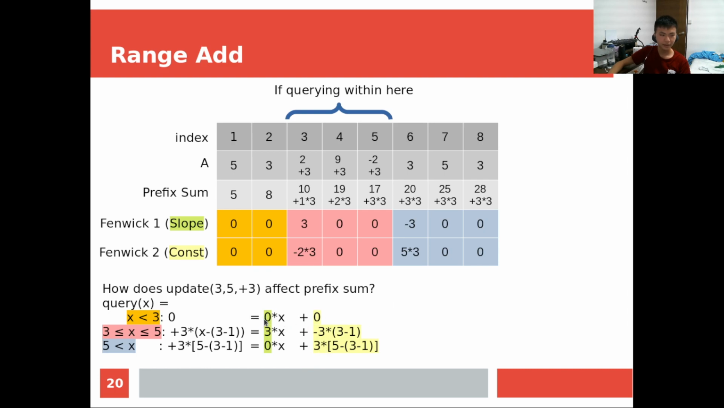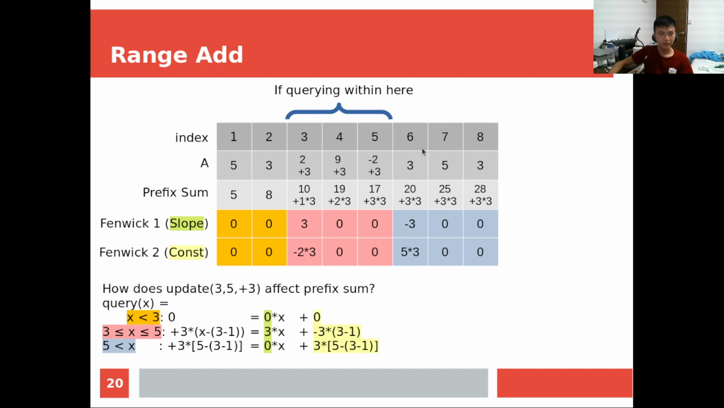You can see that I've color coded everything over here. All the green values correspond to the values that you get if you query the first Fenwick tree. And all the constant values correspond to the values you get if you query the second Fenwick tree. As an example, if you query the first Fenwick tree at index 4, you get a value of 3, and that makes sense because 4 is between 3 and 5, and we see that the contribution is 3 times x. So what about this x? We need to modify the query function.